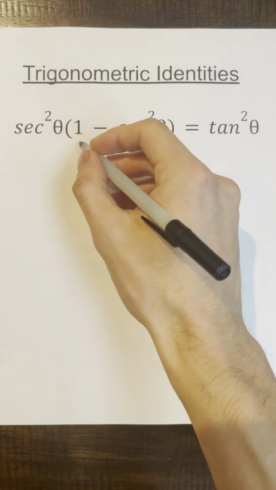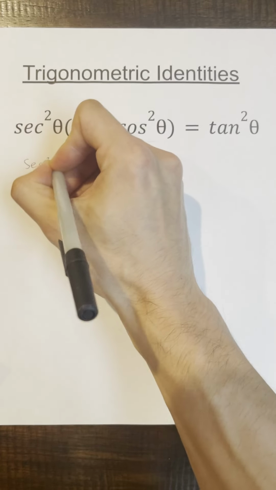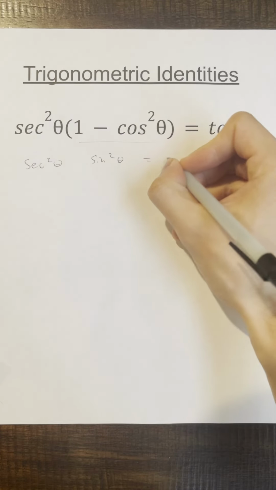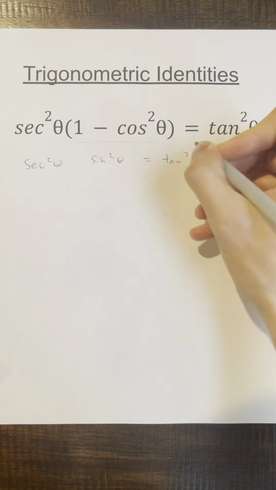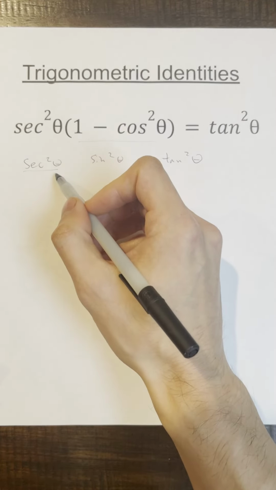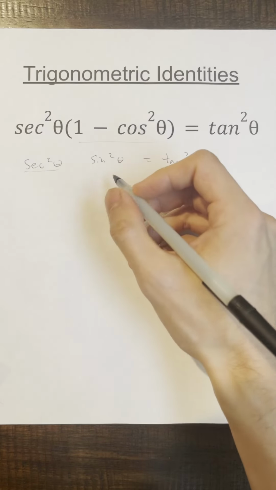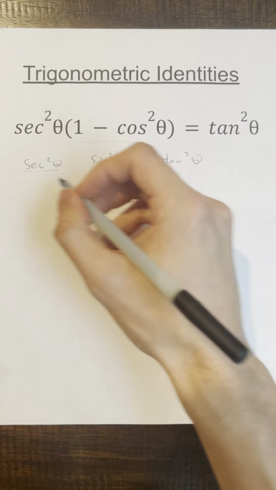How about this one? Yeah, you guessed it. This one's going to be sine squared theta. So it's going to be secant squared theta times sine squared theta is equal to tangent squared theta. Okay, and now we have reciprocal trig functions here. So let's see if we can express this in terms of sine and cosine.